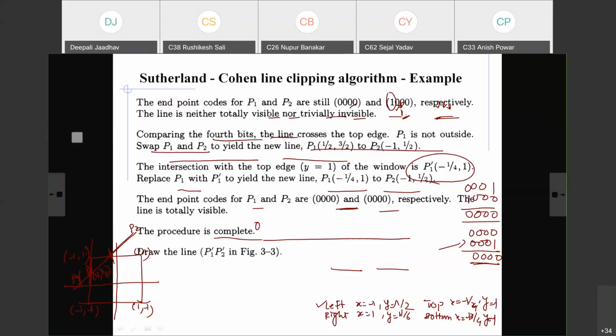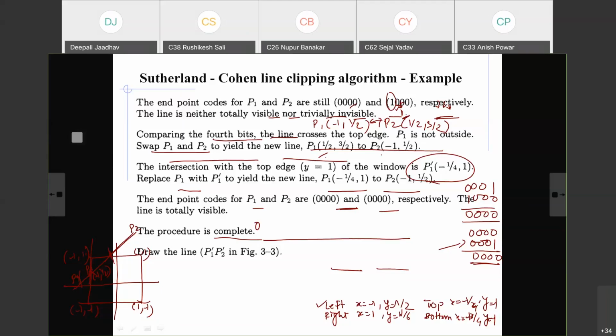So in this case, when we swap P1 and P2, previously what is P1? Minus 1 by 2, and P2 is 1 by 2, 3 by 2. So when we swap it, P1 becomes 1 by 2, 3 by 2, and P2 becomes minus 1, 1 by 2. Okay, so here we swap. Now this is our P1, this is our P2.